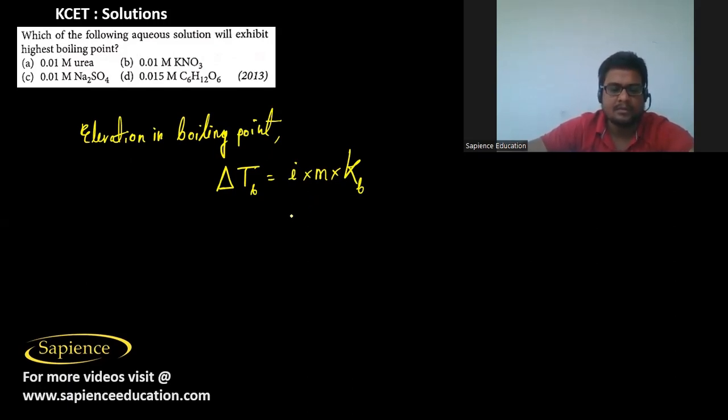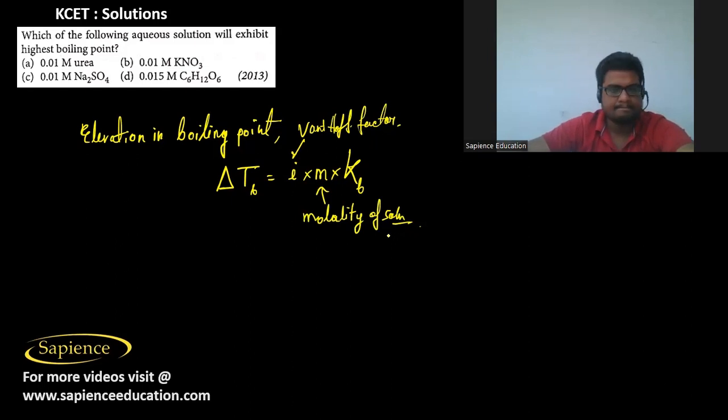Here I is called the Van 't Hoff factor, and M is the molality of the solution, or we can say the molarity of the solution, and KB is the constant which is used in the elevation in boiling point.